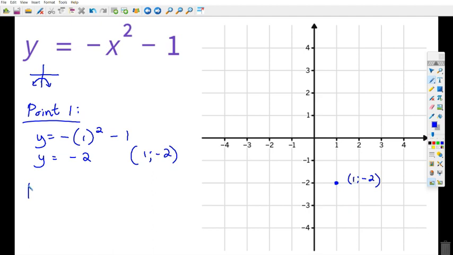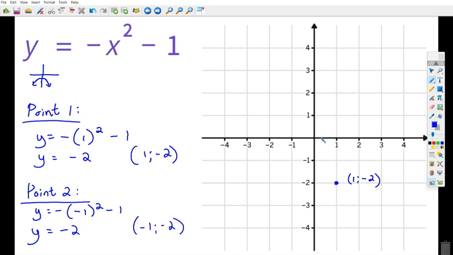Then I'm going to use my reflection for point 2. So y is equal to negative 1 squared minus 1. That's also going to give me negative 2 for y. And that's negative 1, negative 2. There's my point. Negative 1, negative 2.